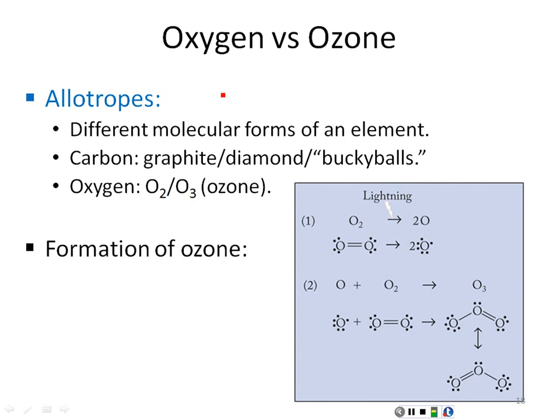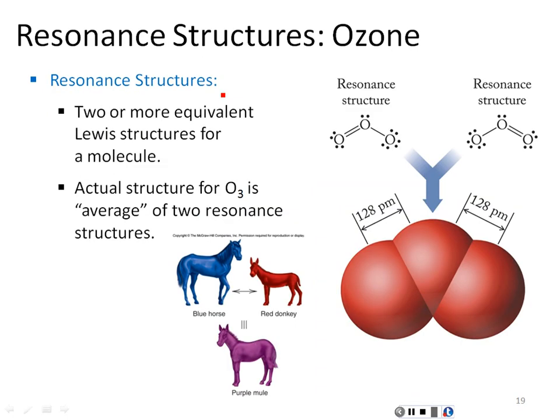And your book gives this figure about the formation of ozone, which becomes important when you're talking about the ozone layer and atmospheric chemistry. The formation, we're not really going to be concerned with in this class. What we do want to look at ozone for is something that's known as resonance structures.